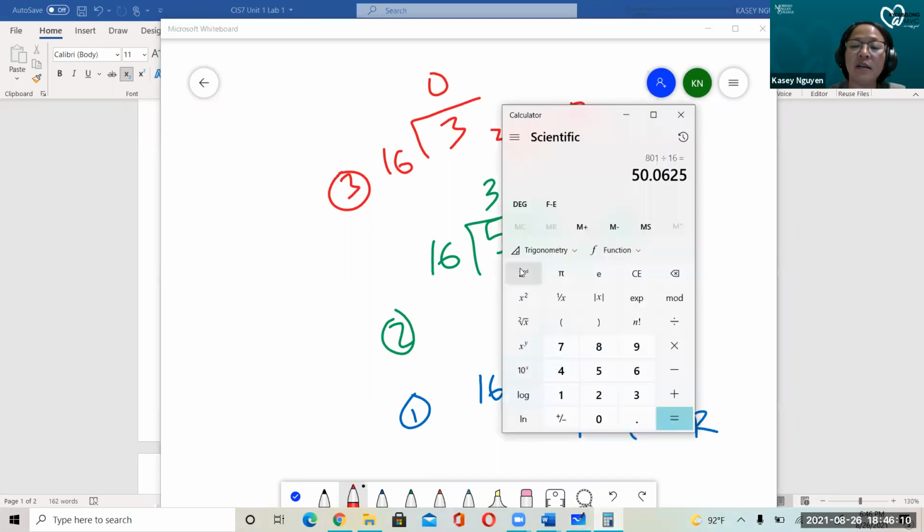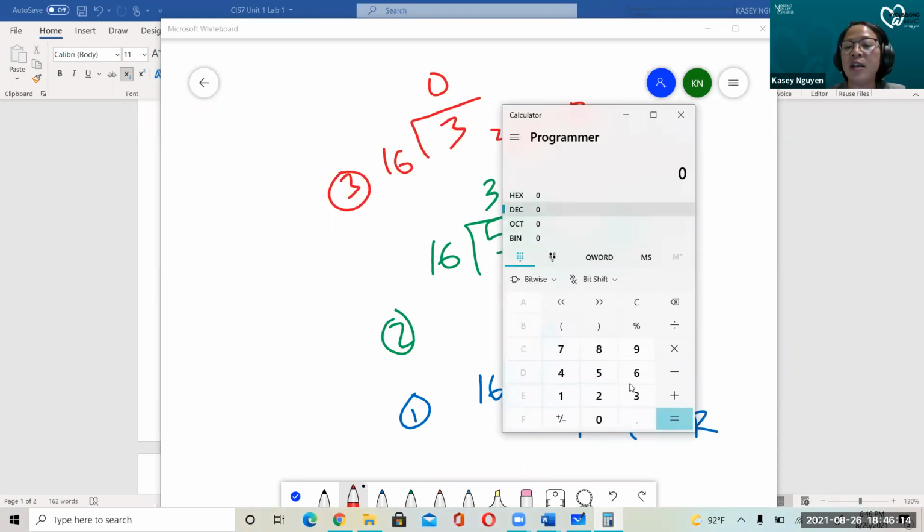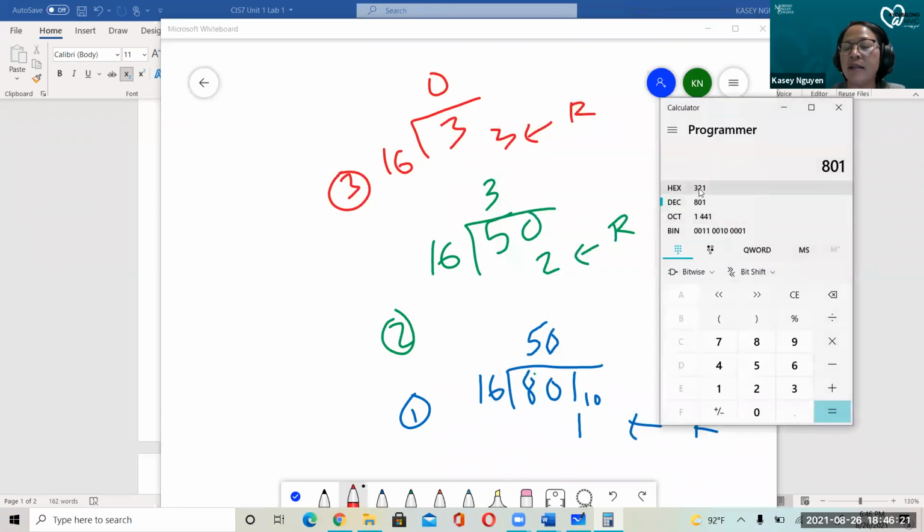And you can check if I punch in decimal 801, and my hexadecimal 3, 2, 1.